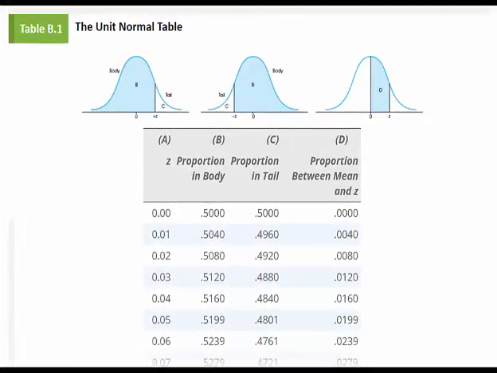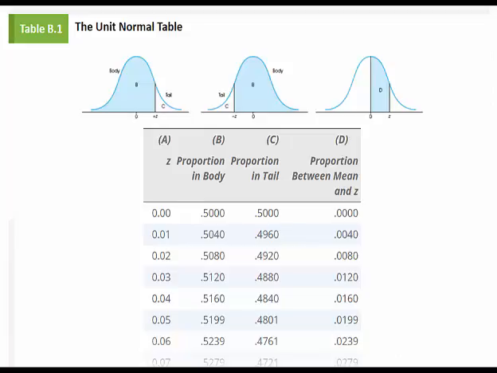So now we have a Z-score of 2, but how does that help us to find the proportion? Well, let's look at table B1, the unit normal table. This is in your book on page 571. So this is one of the tables we are going to be using a lot. You can see that we have the Z-score in the first column, the proportion in the body in the second column, the third column is the proportion in the tail, and then the D column, or the last one, is the proportion between mean and Z. And you can also see the corresponding images on the top.